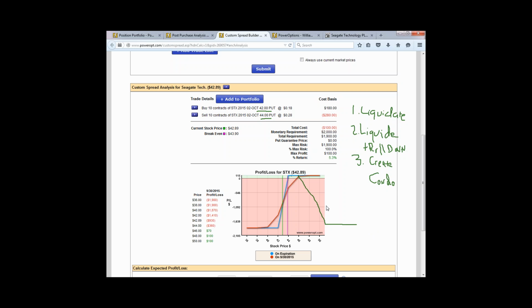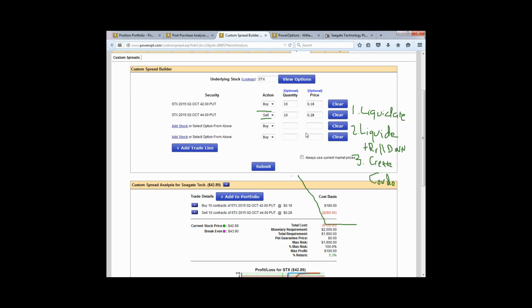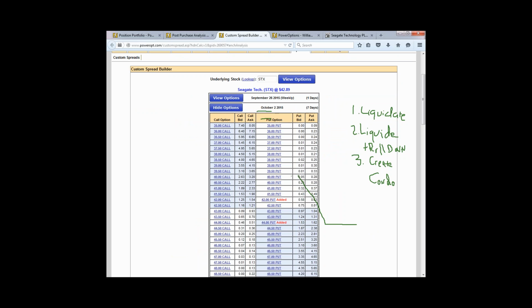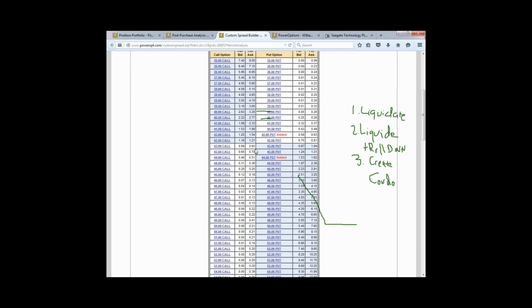Number 3. Creating a Condor to try to hedge the loss. We'll keep 10 contracts. You're going to have to put up another amount of margin, 2,000 or whatever it is between the spread. So we go to October 2nd. My stock is at 42.89 and falling like a rock.